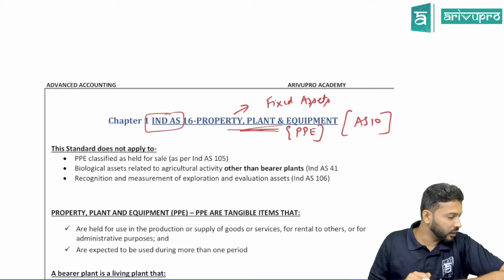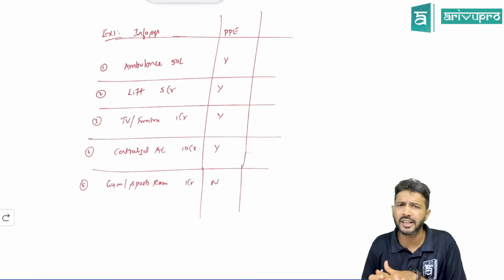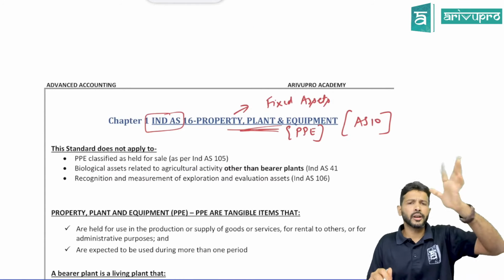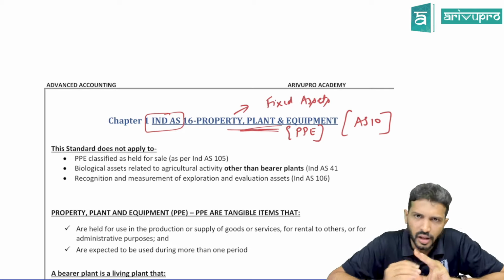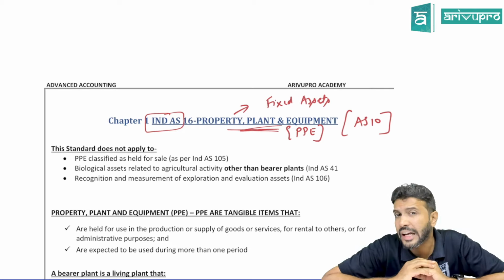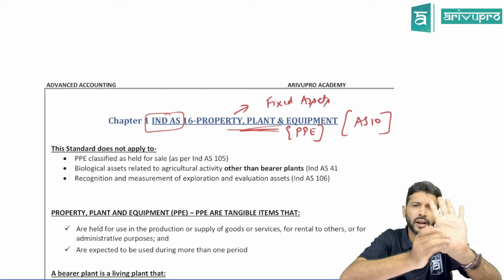So we'll get to the definition. Once we do the definition, then we can answer this particular question. We'll see the right or wrong answer a little later. Property, plant and equipment should have 3 features. If you want to call a component property, plant and equipment, it should have 3 features. 1, it should be tangible.